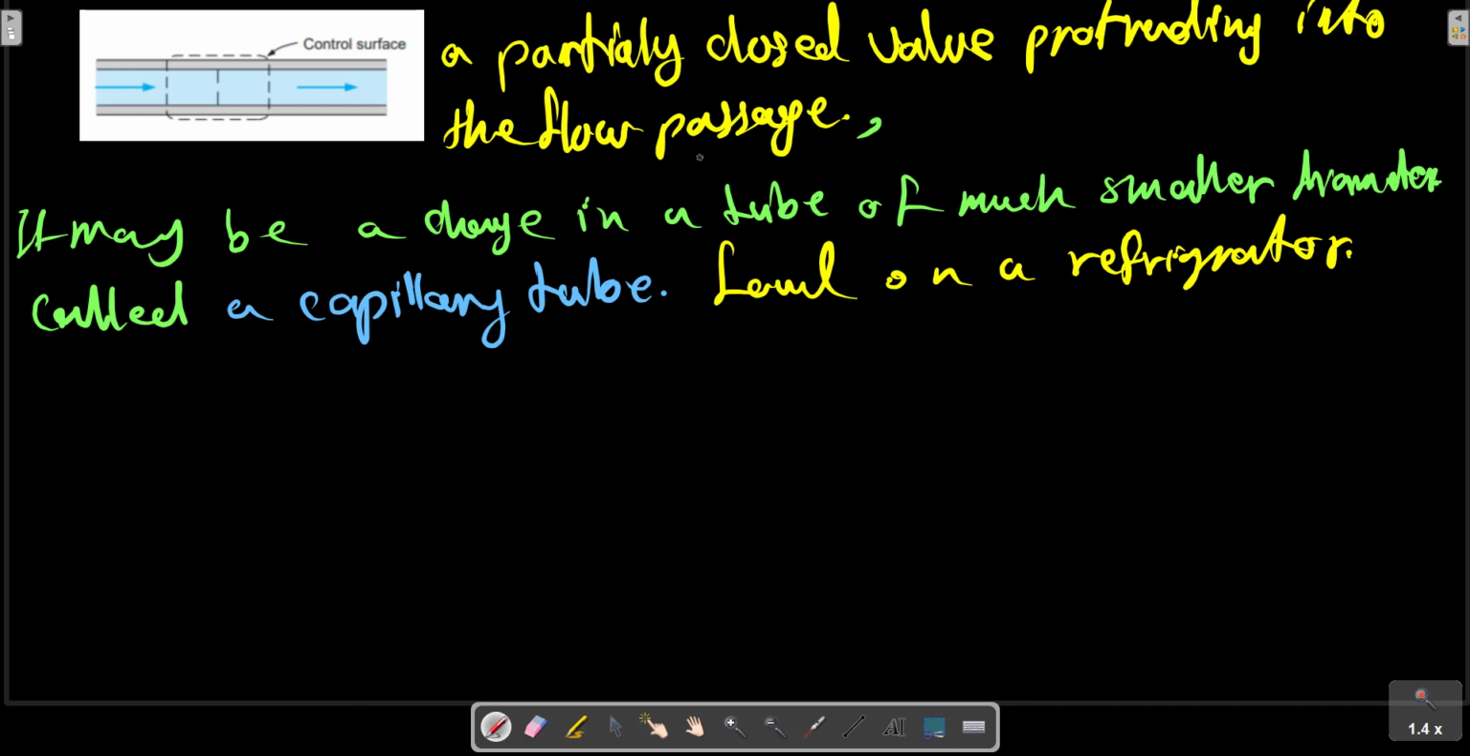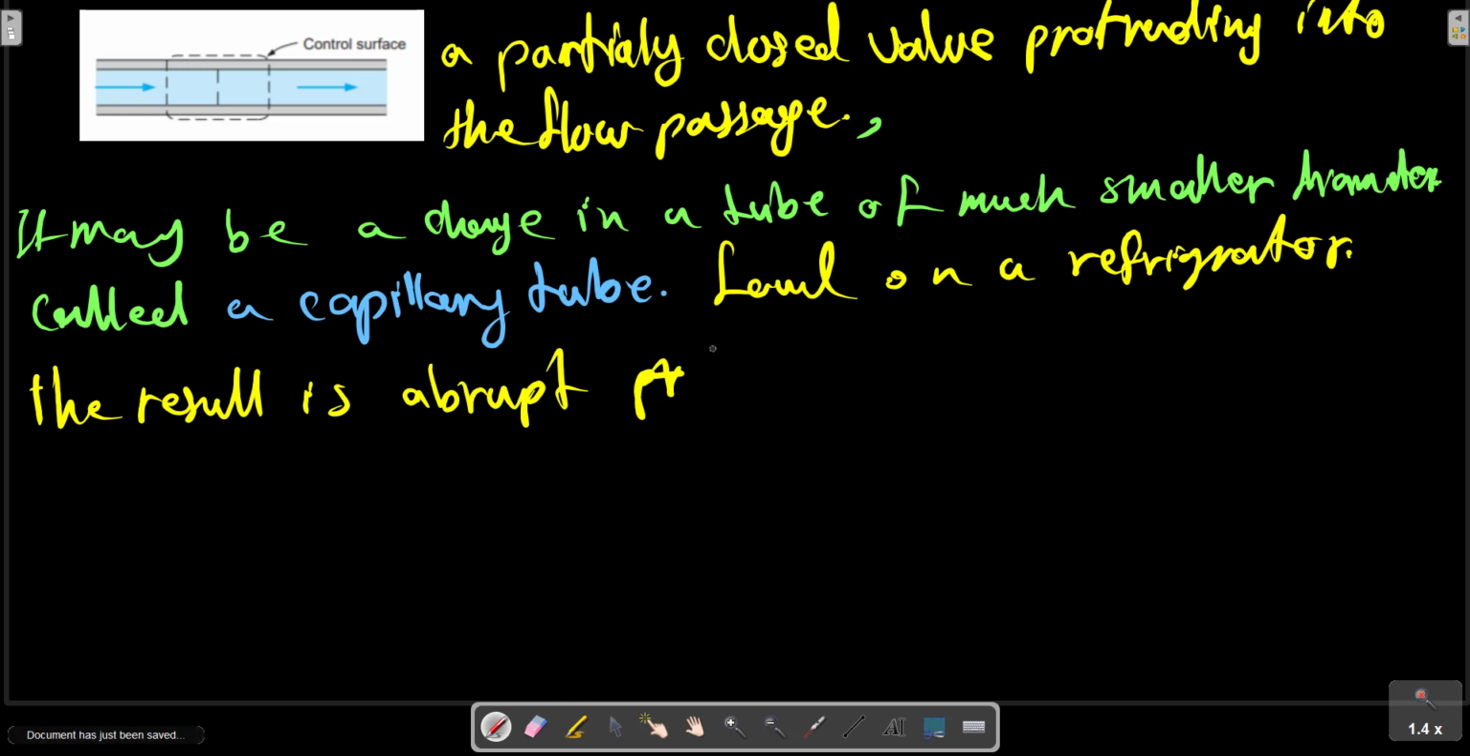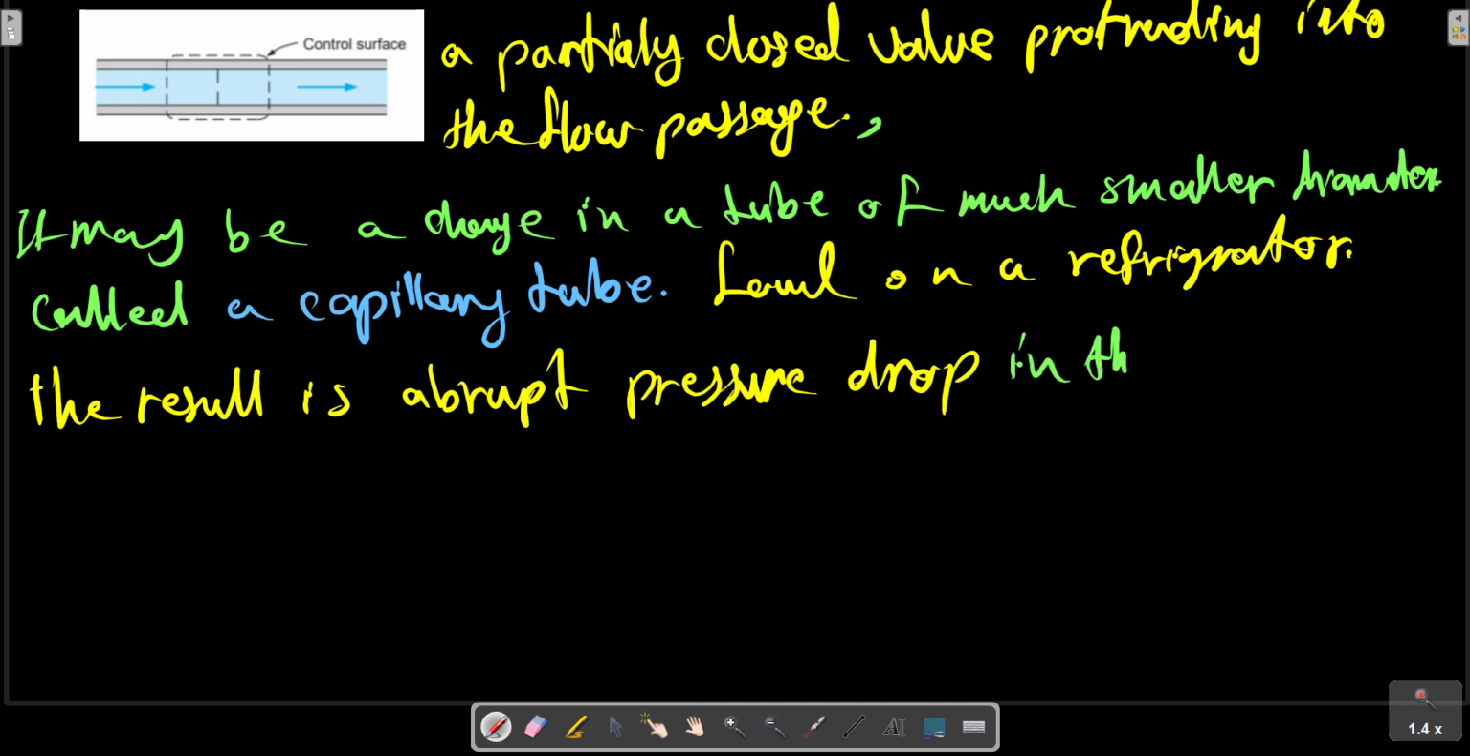The result of this restriction is an abrupt pressure drop in the fluid, in this control surface, control volume, as it is forced to find its way through a suddenly smaller passageway.